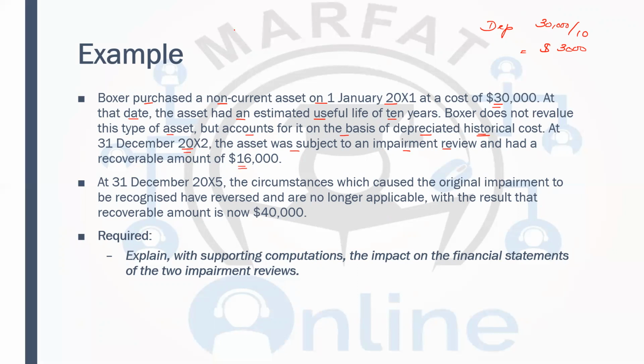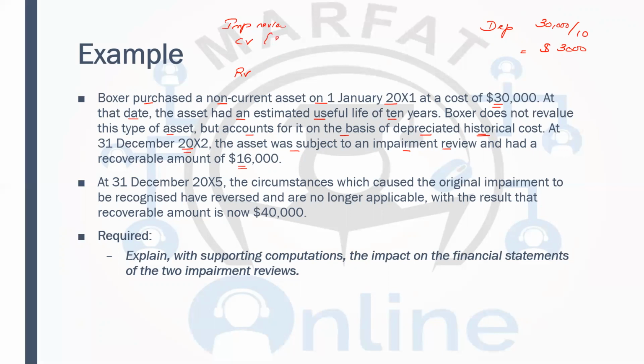We know that whenever we are conducting an impairment review, we are comparing two things: the carrying value with the recoverable amount. At what date are we carrying out the impairment review? On 31st December 20X2. That means 2 years have passed since we bought it, so the depreciation will be deducted and you will get the carrying value.